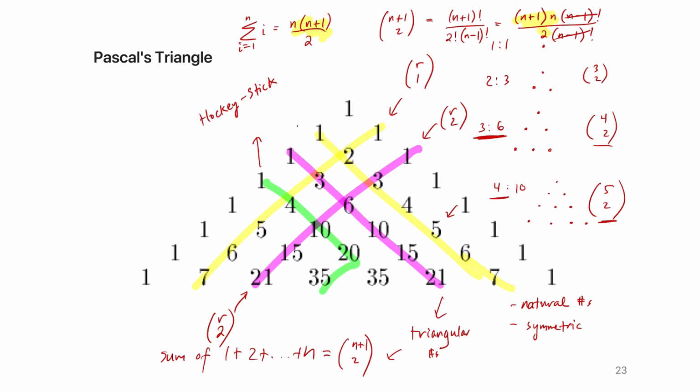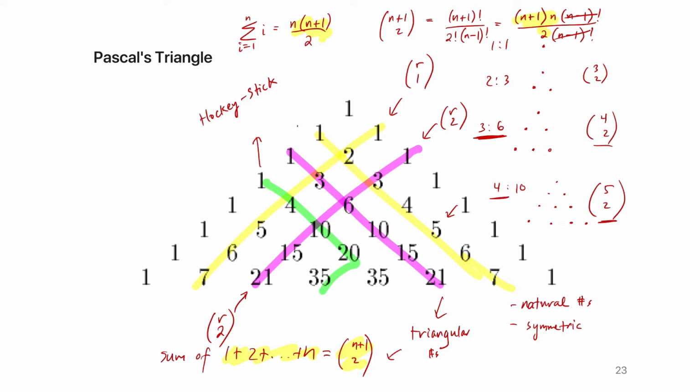Is that clear? So the sum of the first n natural numbers is n plus 1 choose 2. And that's a pattern that you can see in Pascal's triangle. Okay? And the last pattern we looked at was what we informally call the hockey stick theorem.